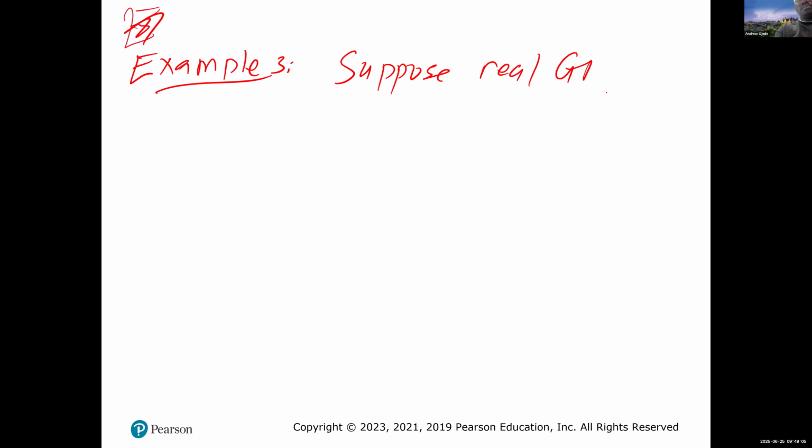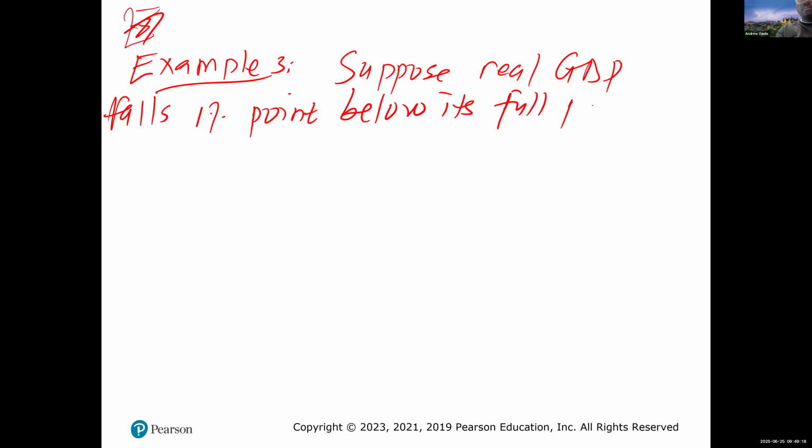Still on the Taylor rule. Suppose real GDP falls 1 percentage point below its full potential value. Full potential is the same thing as full employment. Sometimes I might write full employment, it means the same thing, or long run value. Potential, full potential value.